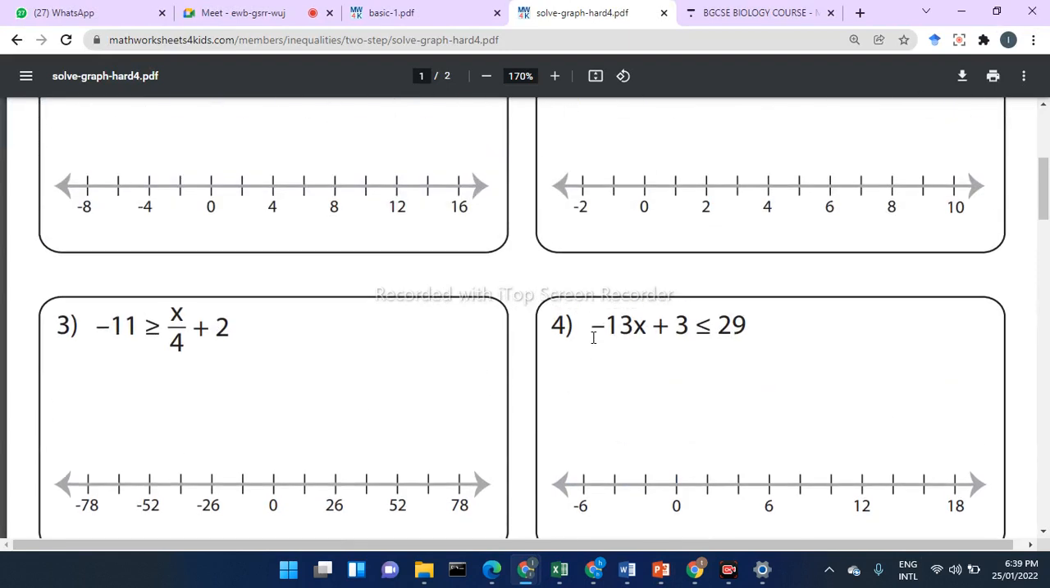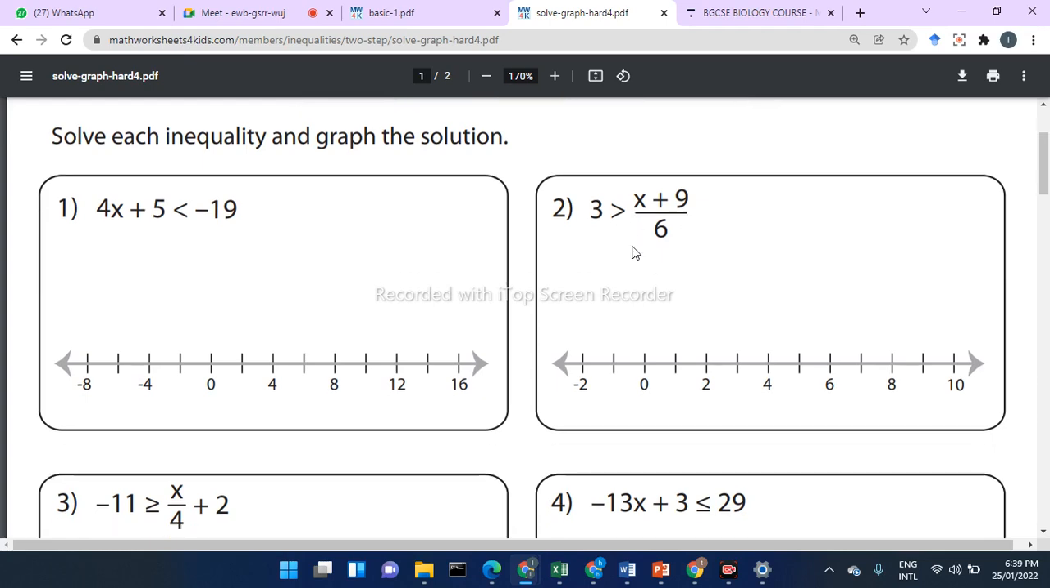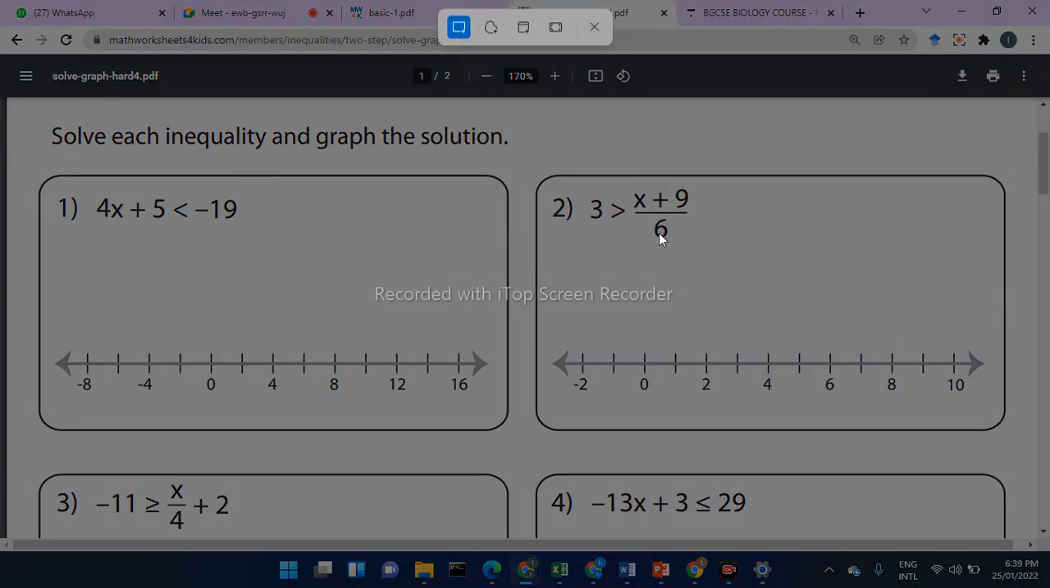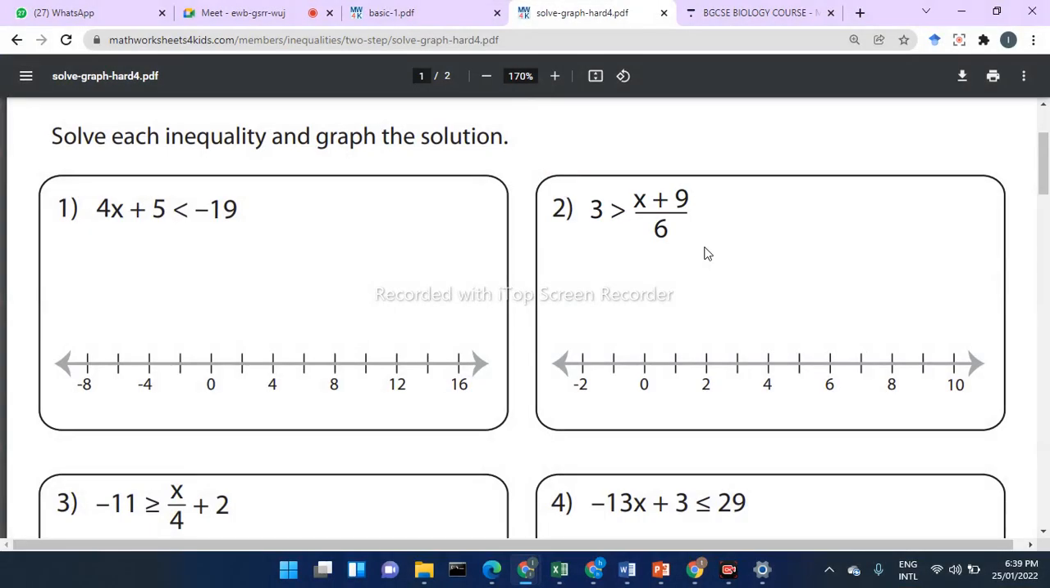Okay, so let's continue. So we already did number 1. I think now we're ready for number 2. This type of question. So first we're going to solve the inequality. Then we are going to graph it.